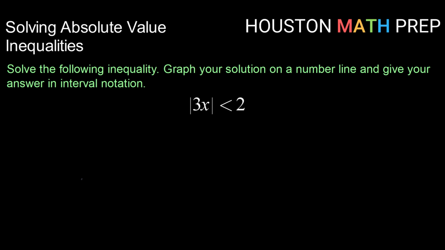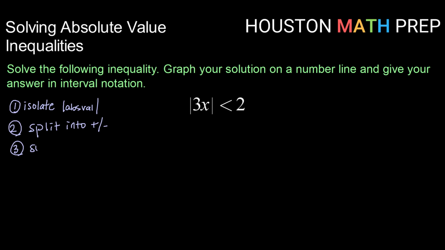In this video, we're going to look at some examples of solving absolute value inequalities. Our steps to doing so are pretty much the same as solving absolute value equations. First, we need to isolate the absolute value. Second, we want to split into positive and negative. And third, we want to solve separately.